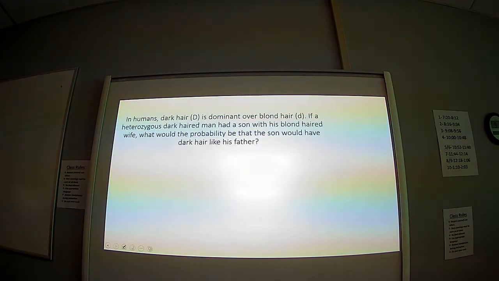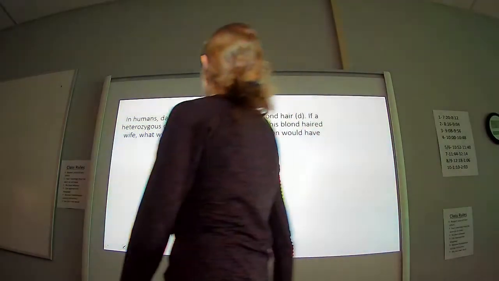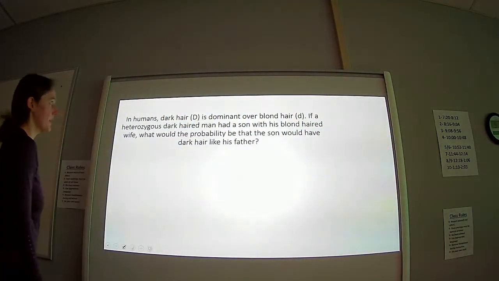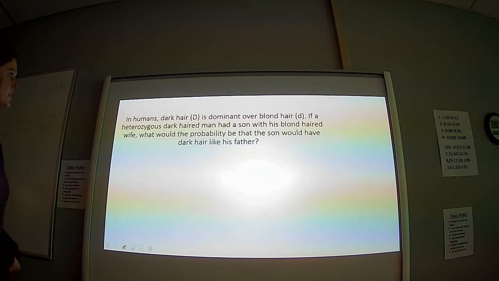Alright, so we're at the beginning here. So in humans, dark hair is going to be represented by a capital D as dominant over blonde hair, which is a lowercase d. If a heterozygous dark-haired man had a son with his blonde-haired wife, what would the probability be that the son would have dark hair like his father?